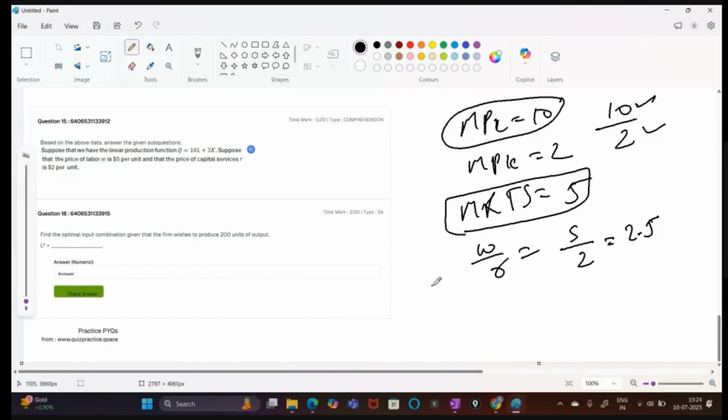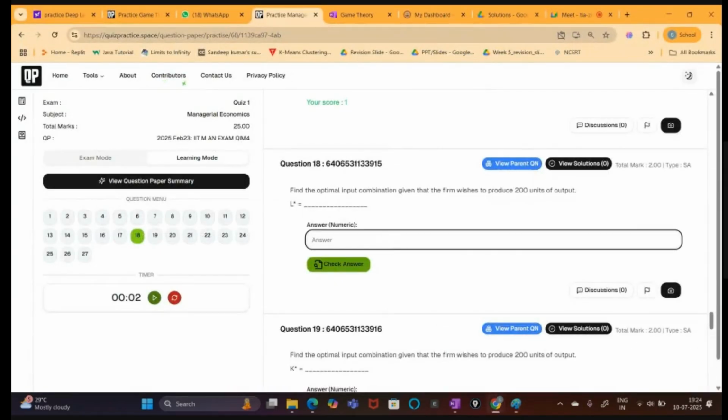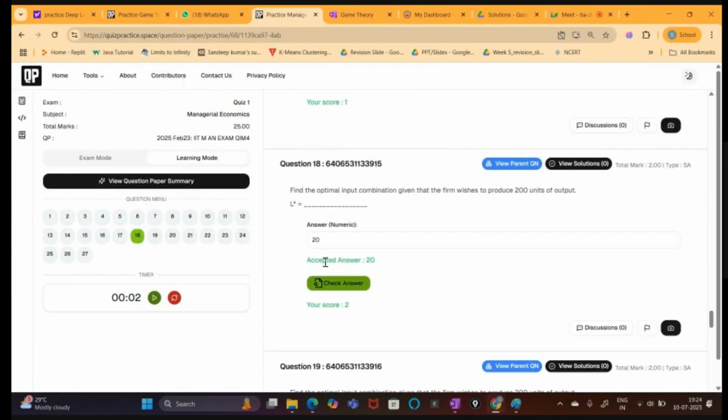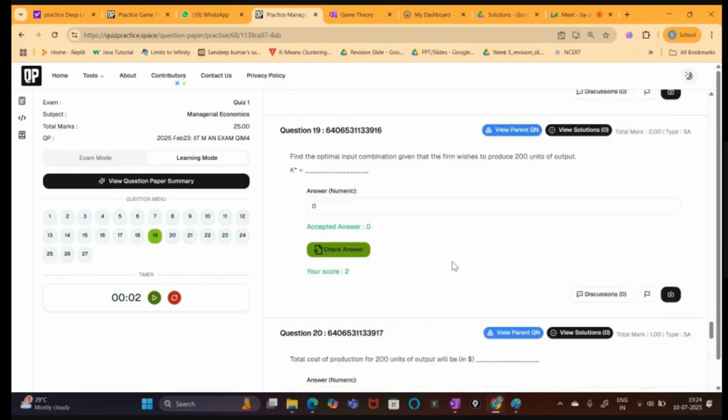So Q equals 10L plus 2K. We are producing the output of 200, 10L, and the machine term will be 0, right? So 200 equals 10L. So L will be 20, right? From here we can see that L will be 20, and K will be 0, right? Because we are not using the machine.